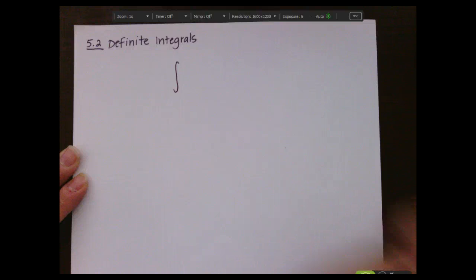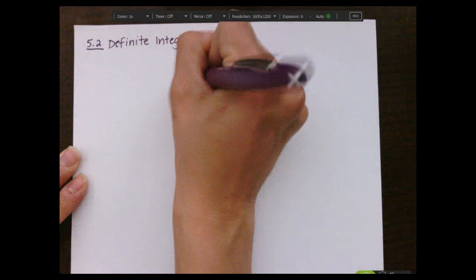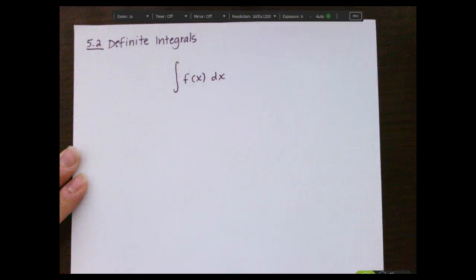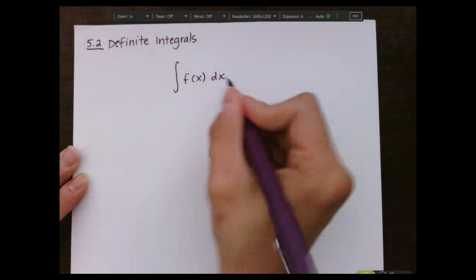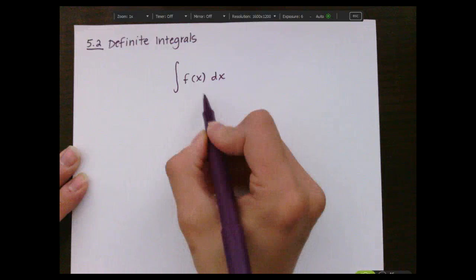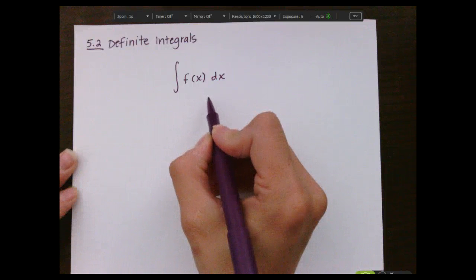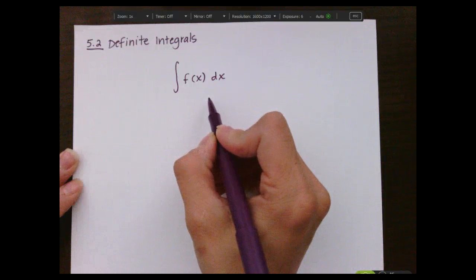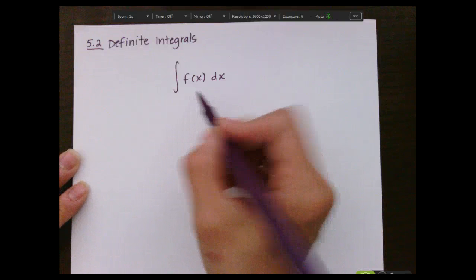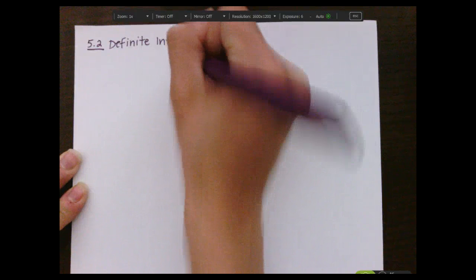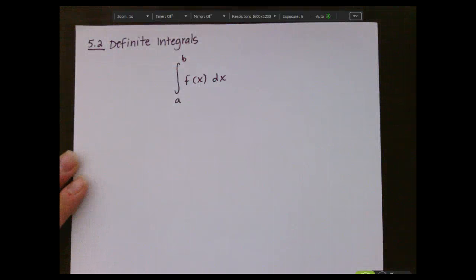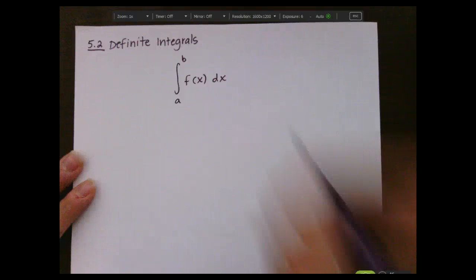So if we're integrating some function with respect to x, typically we would find the antiderivative, because in this form this is an indefinite integral and we have to add c to the end, some unknown constant. So here what we're going to do is evaluate it over a specific interval. For example, from the interval a, starting at a to b.